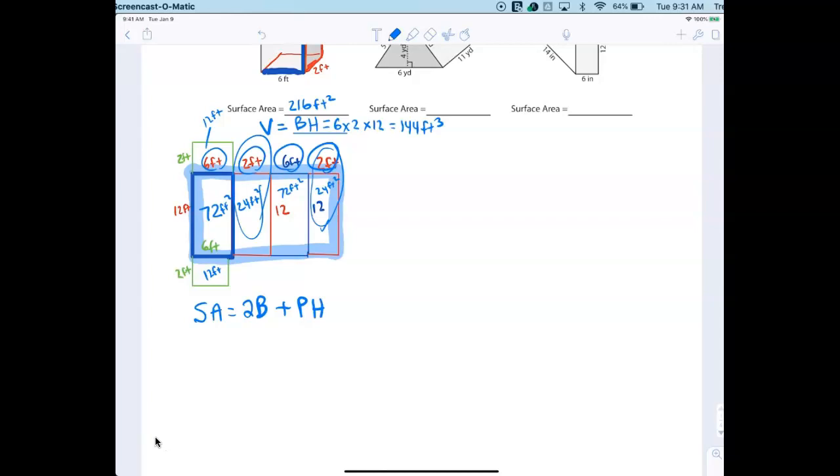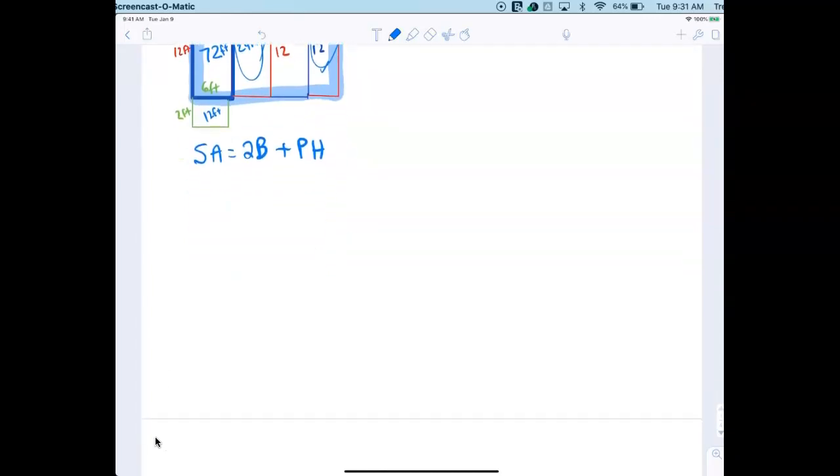So again, I want to say it one more time. I'm going to say it over and over again. The surface area of a prism is 2 times the area of the base plus the perimeter times the height. Now the problem is the base can always change. It can be a circle, a triangle, a trapezoid, a rectangle, a square, lots of different things. But the formulas for finding area, we should all know those by now.